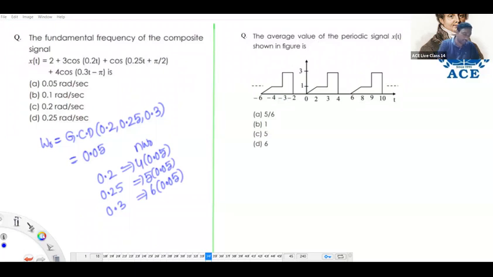If you are unable to solve it this way, multiply all frequencies by 100, sir. 20, 25, 30: what is the common number? 5. So 5 divided by 100 is 0.05. If you are unable to take the GCD directly, multiply all frequencies by 100. For 20, 25, 30, 5 is the multiplier, divided by 100.